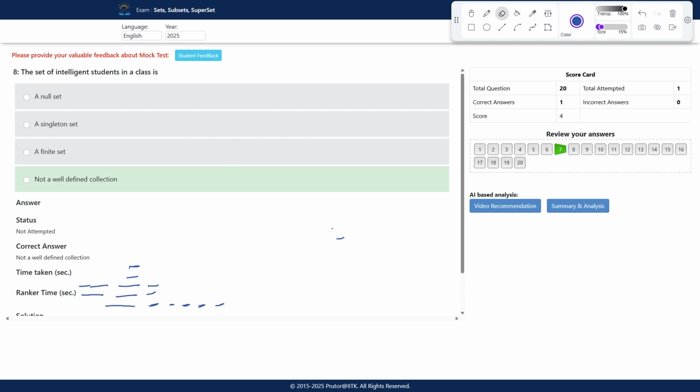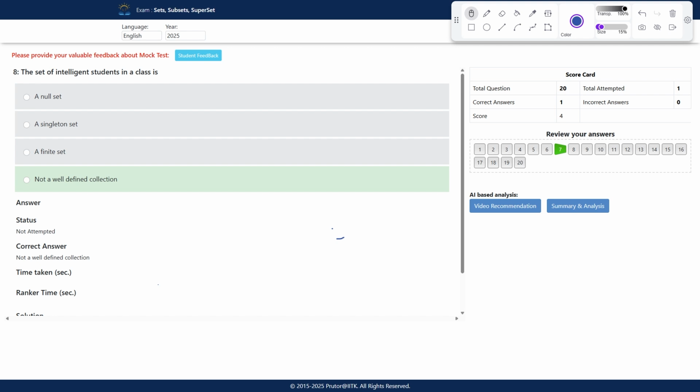Very straightforward question. Here in the question, the set of intelligent students in a class is: is it a null set, is it a singleton set, is it a finite set, or not a well-defined collection? So please comment your answers. Mostly students are giving me option D as the correct option. Indeed, D is correct.